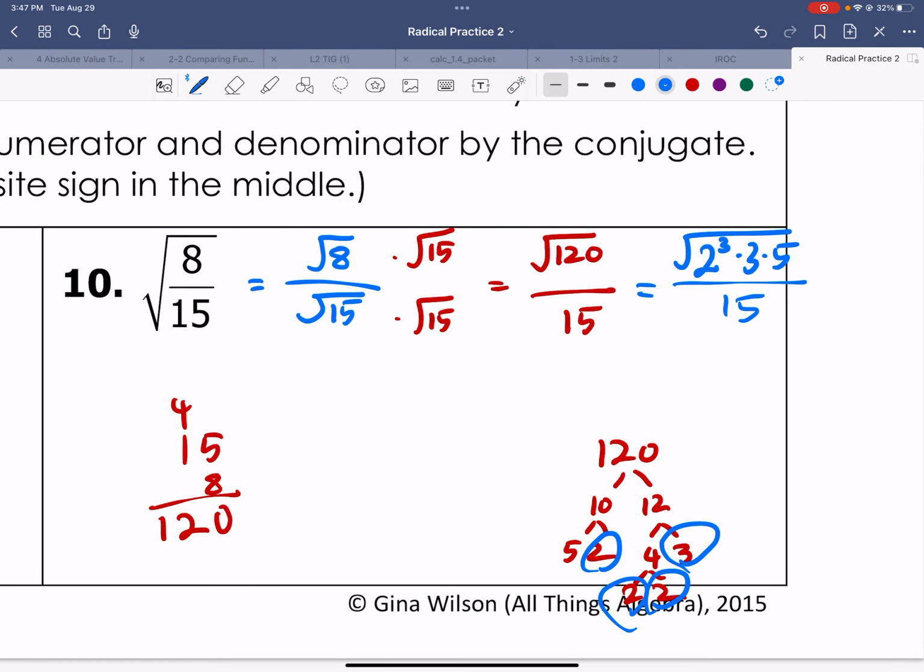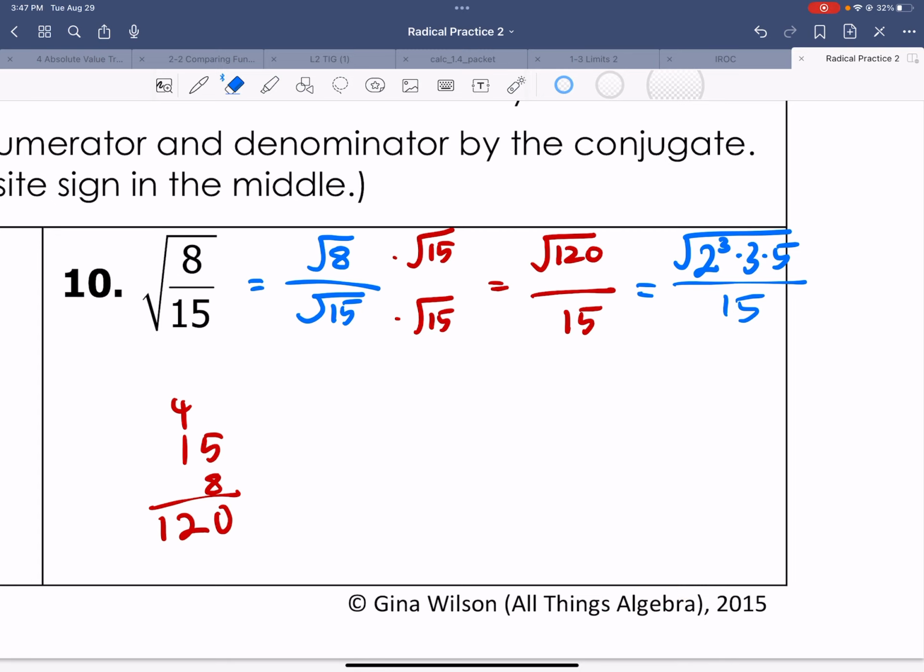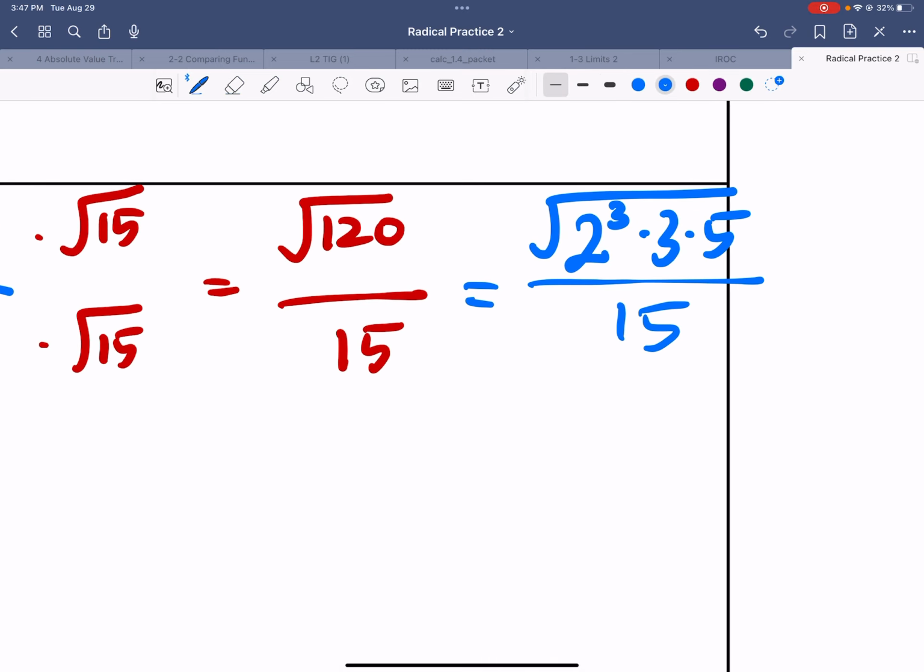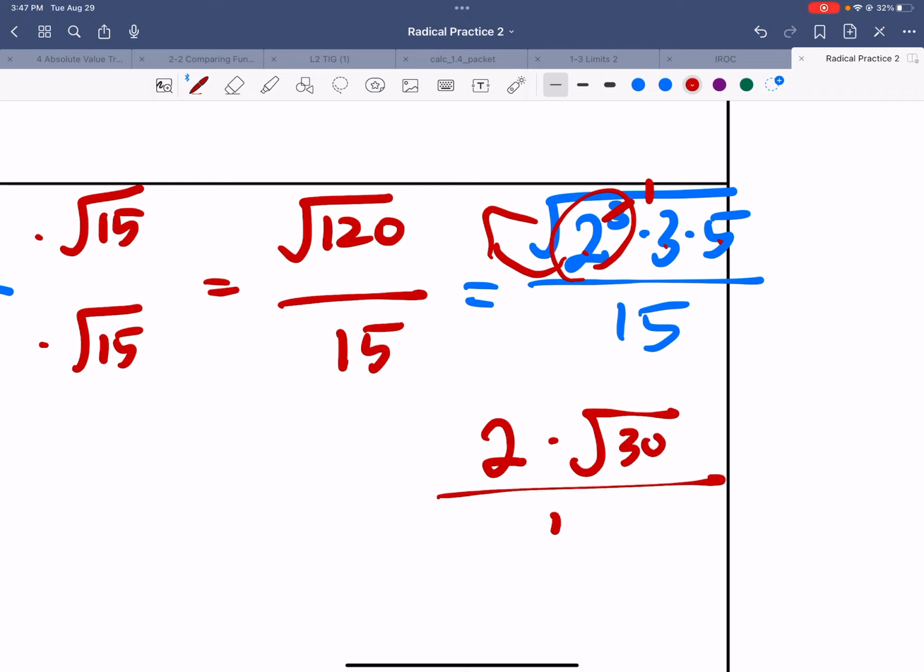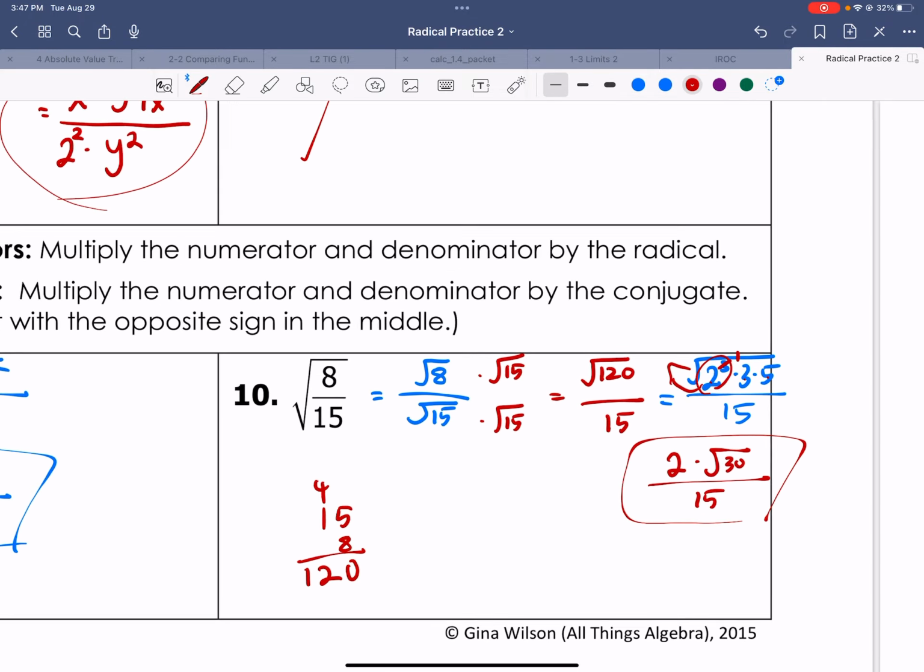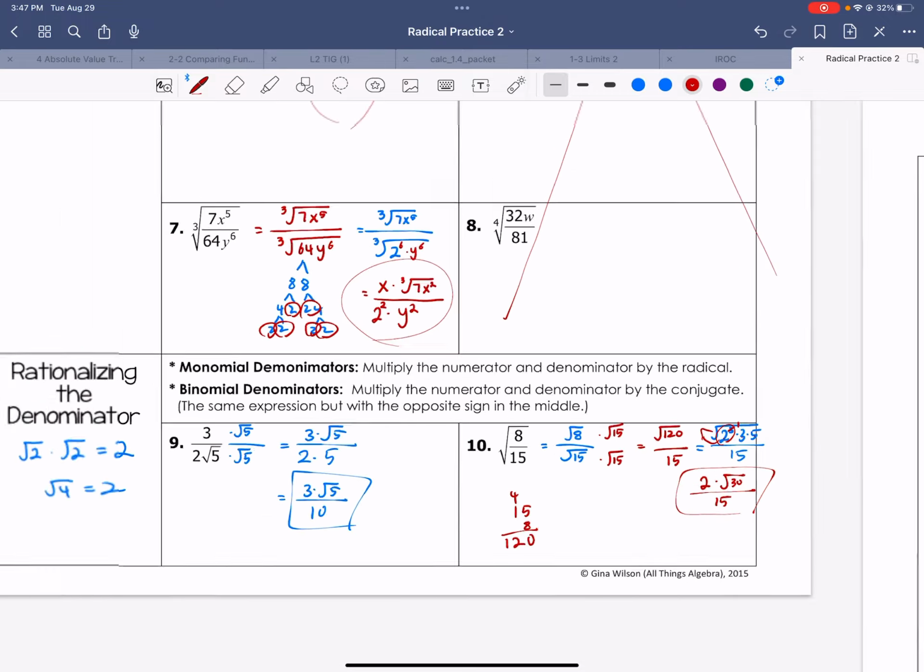Can you see that? So let me erase this part. It's very simple. I can take this one out, so that's going to give me 2 times, and I still have 1 left over, and there's nothing else that I can take out. So I get 2 times 3 times 5. It's going to be 30 over 15. That's it. It's very simple.